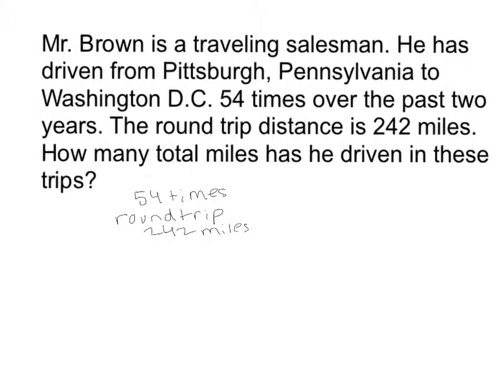So now we need to restate the question. He drove 242 miles 54 times. And we need to figure out how many total miles he drove. So our restating of the question is, what is the number of total miles that Mr. Brown drove?